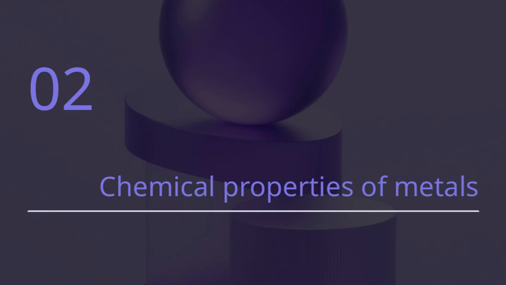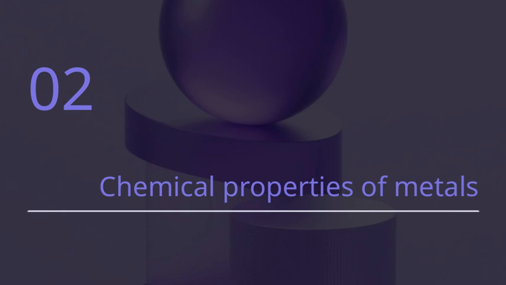Metals also tend to react with acids, releasing hydrogen gas in the process. This reactivity varies among different metals, with some, like sodium and potassium, being very reactive, while others, like gold and platinum, are much less so. Another important point is that metals often form compounds called oxides when they react with oxygen. These oxides can be basic, which means they can neutralize acids.